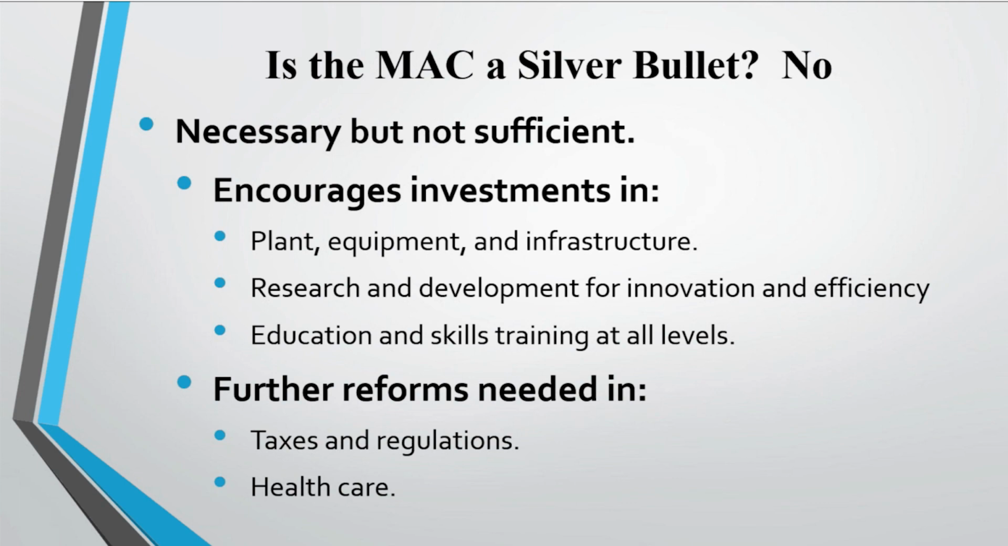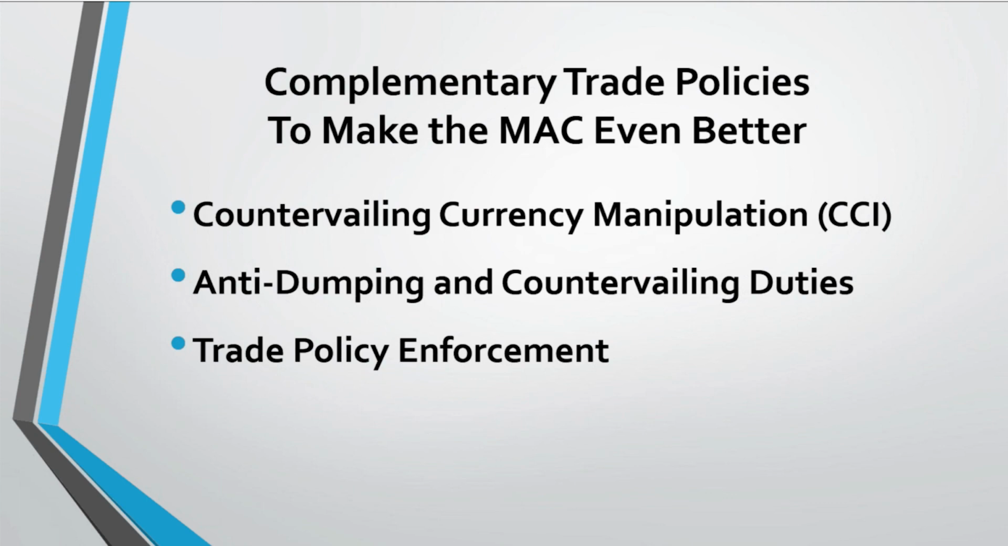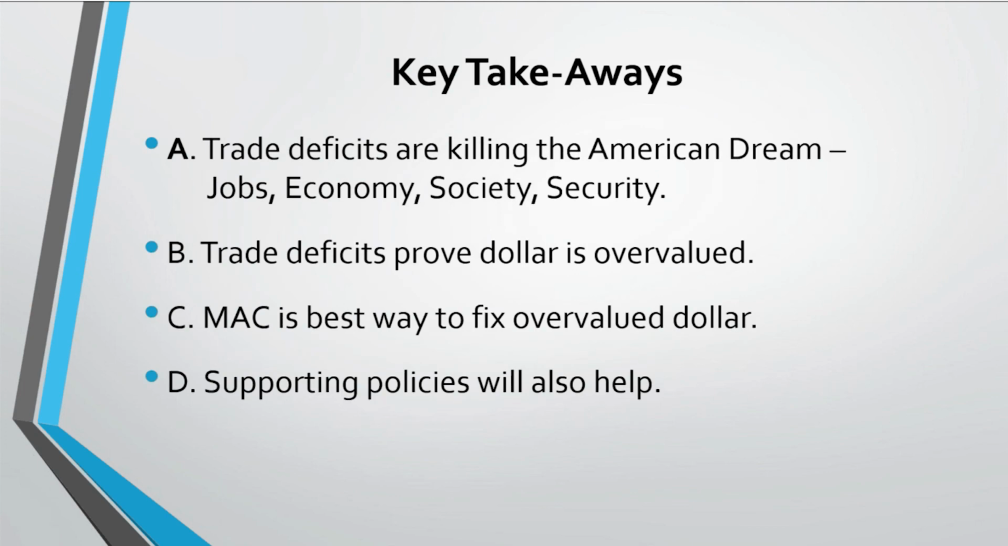Is the MAC a silver bullet? Will it solve all our problems? No. It is very necessary, but it's not sufficient. It needs to be complemented by investments that were stimulated by the MAC in plant and equipment, research and development, skills training, and it needs to be complemented by reforms in areas such as tax, regulations, and health care. And there are other trade policies that could help. The Bergsten-Gagnon countervailing currency intervention, anti-dumping and countervailing duties would help for specific products, and trade policy enforcement is certainly needed.